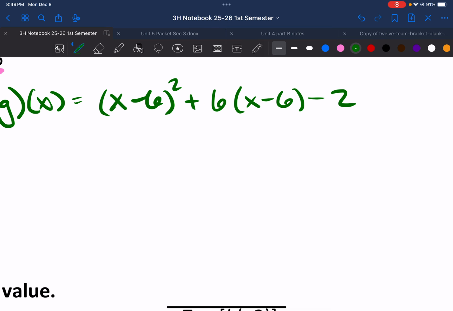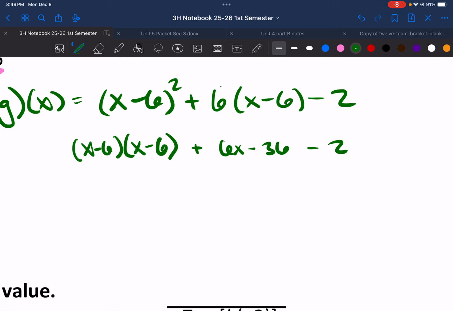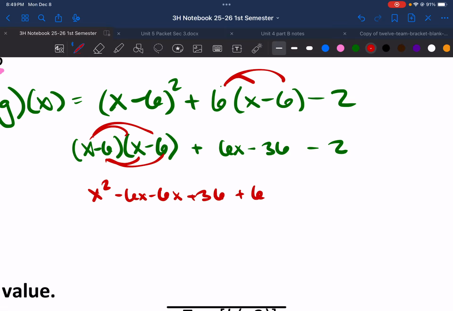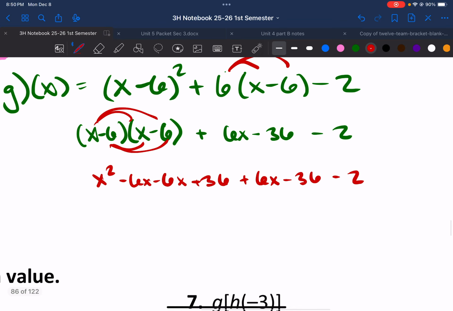Now we simplify. So I distributed this, and now I need to distribute this. Combine like terms. Ooh, those cancel. Almost there.